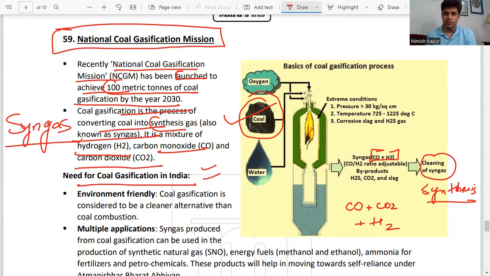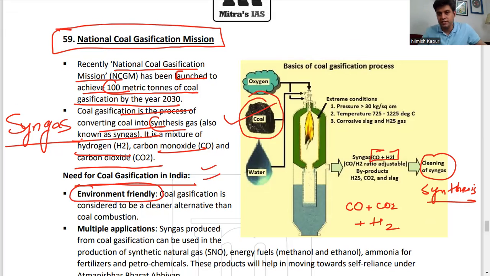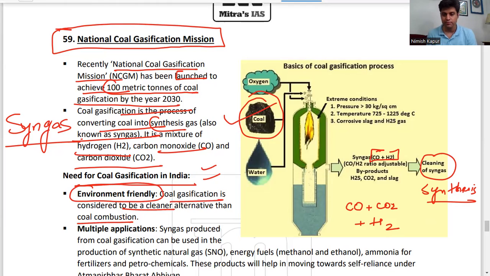What is the need for coal gasification in India? Well, firstly, it is environment friendly. As you know, there is already a lot of pressure with respect to clean environment practices. COP26 actually wanted to eradicate the use of coal altogether, but due to India's pressure, the countries have been told to reduce the use of coal. Now, through coal gasification, coal can be converted to clean syngas, and syngas is very much environment friendly. So coal gasification is considered a cleaner alternative to coal combustion.